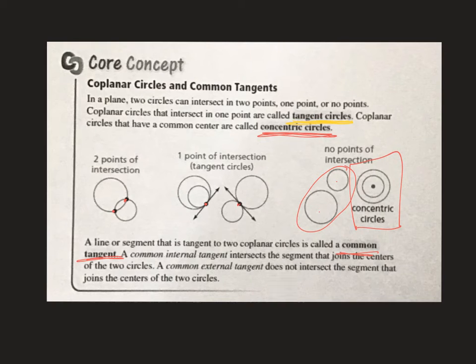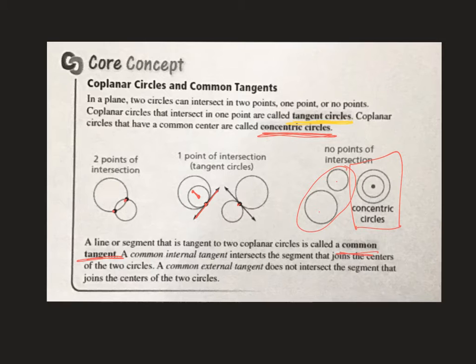we have the center of the bigger circle and the center of the smaller circle, if we join those in a segment, meaning they don't extend any farther, that's going to be a common external tangent. So that segment doesn't touch this tangent here.